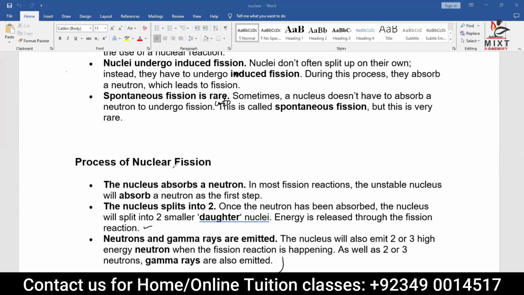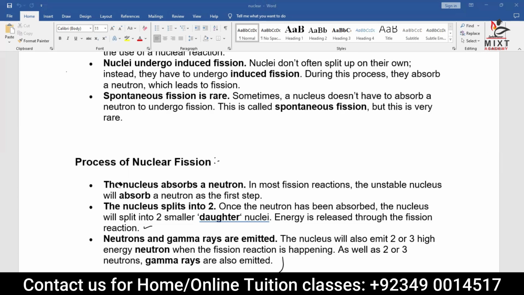So, I want you to write it first. Process of nuclear fission reaction, put a heading. A radioactive material will be bombarded by a neutron. Continue: the nucleus of a radioactive element absorbs a neutron.